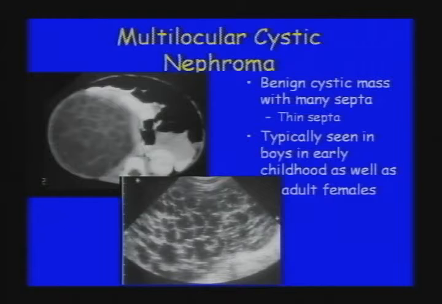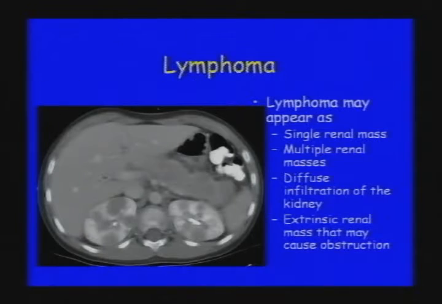Multilocular cystic nephroma is a benign cystic mass. It has multiple thin septa. It's typically in the pediatric population seen in young boys, and then there's a second bimodal peak in older women. These usually have to come out to make sure that they're not Wilms tumors.